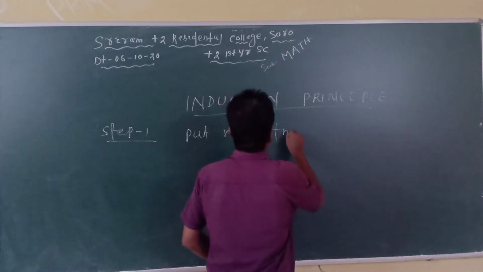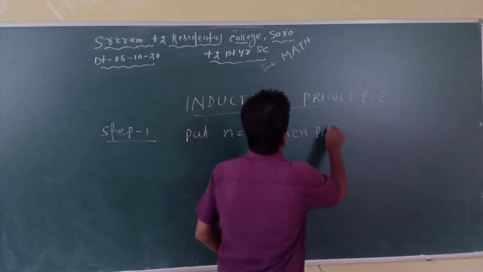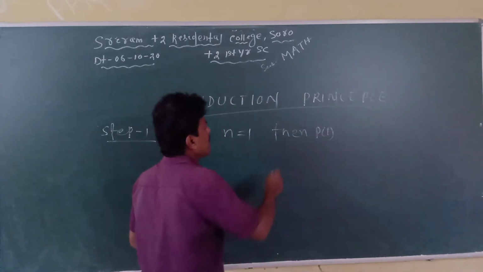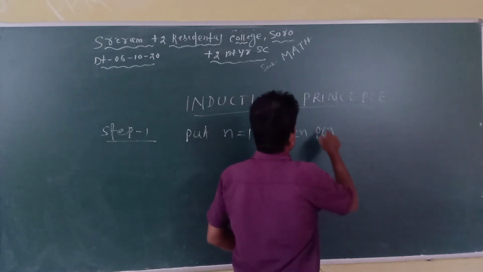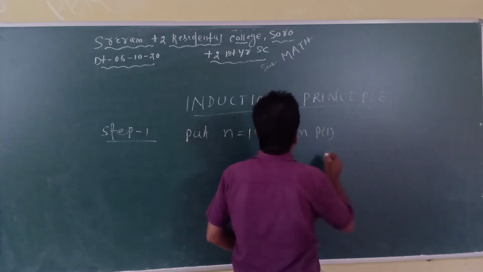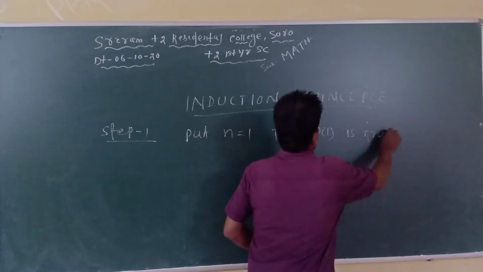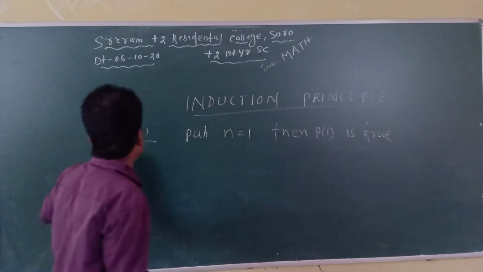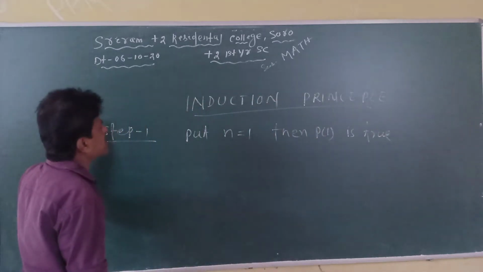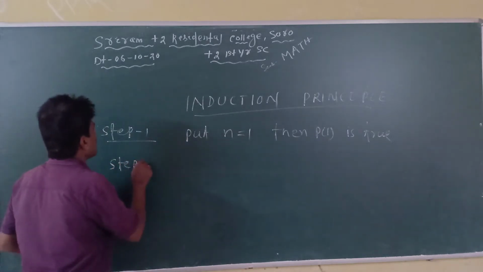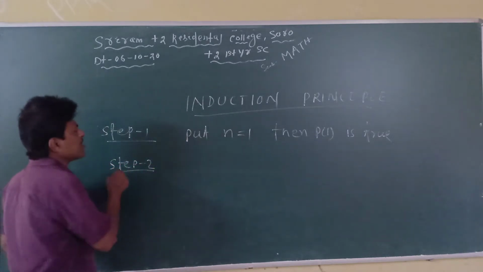Then P1 is true. P means a polynomial. P1 is for n equal to 1. The polynomial is of degree n for Pn, but here we put n equal to 1, then P1 is 2. That condition is necessary. But step 2 is a sufficient condition. It may or may not be applied; you can apply it or not.